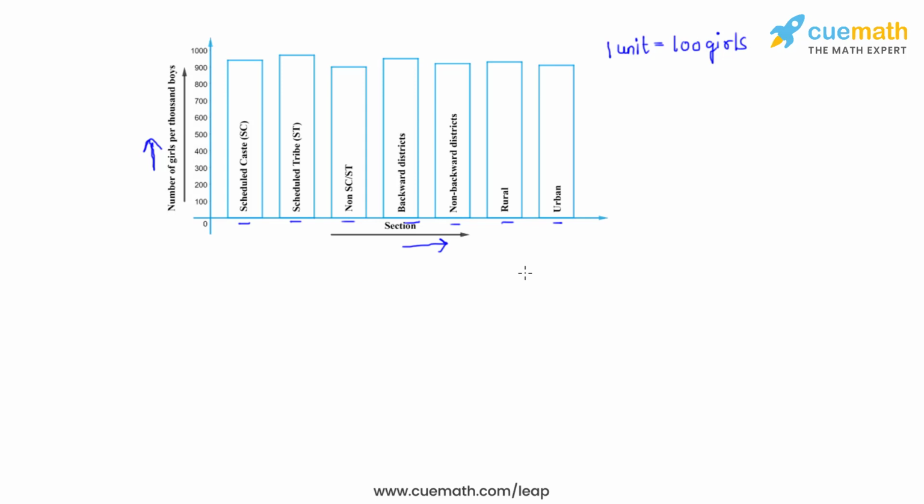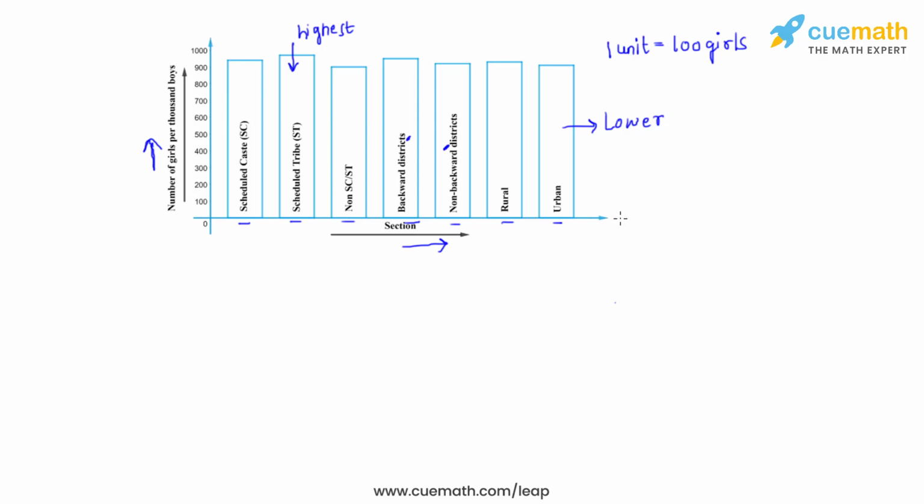Now, as we can see from this bar graph representation, we observe that the number of girls per thousand boys is highest for the ST category, which is this. So this is the highest. Also, what we can observe is that the number of girls per thousand boys is higher in rural areas than in urban areas. Also, the number of girls per thousand boys is higher in backward districts than in non-backward districts. And we can see that the number of girls per thousand boys is lowest for the urban section.